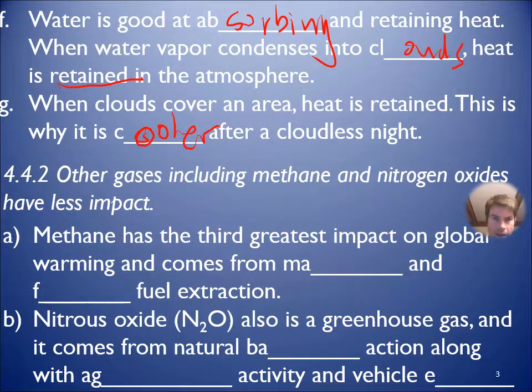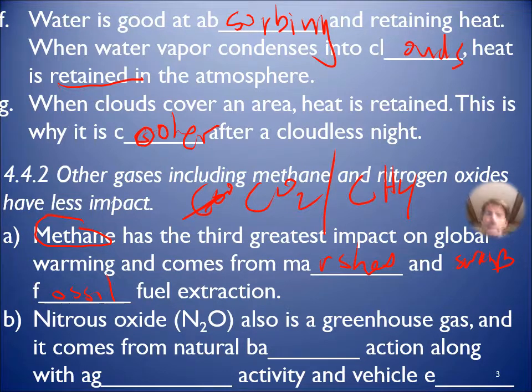So CO2 and CH4, methane, are what we're really concerned about with global warming. There are other gases, but those are the main ones. Methane comes from marshes, which is a fancy way of saying swamps, and fossil fuel extraction. So when they go dig out natural gas or gasoline, sometimes coal too. Well, yeah, coal. There's methane release in those pockets where those gases come out.